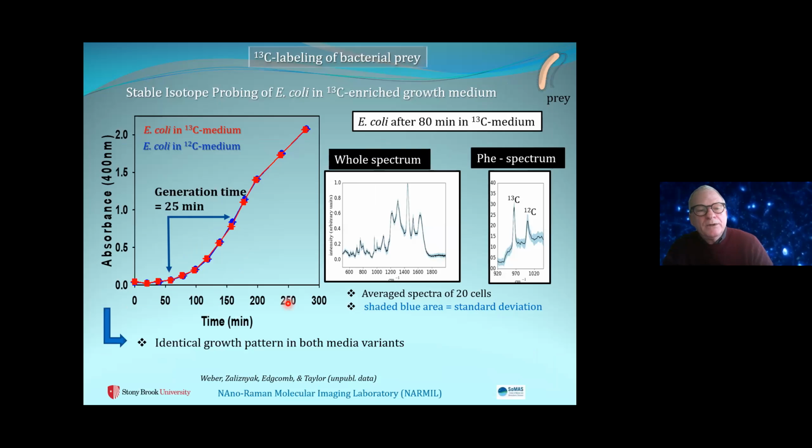Just real quick, I don't want to dwell on this. It's basically to demonstrate that E. coli grown in heavy and light media grow exactly the same way. Those are overlapping growth curves from isotopically light and heavy. And when we grow it in the isotopically enriched media, an individual E. coli spectrum around the region of phenylalanine, again, that diagnostic peak looks like that.